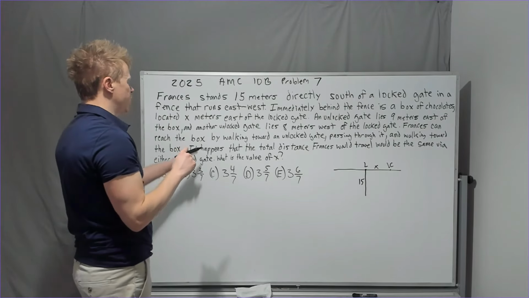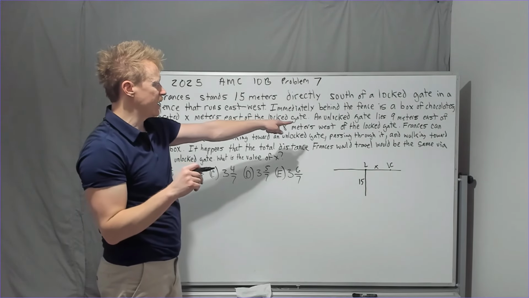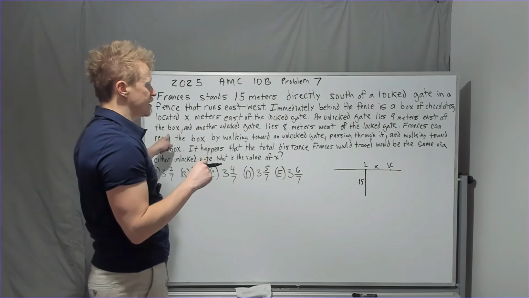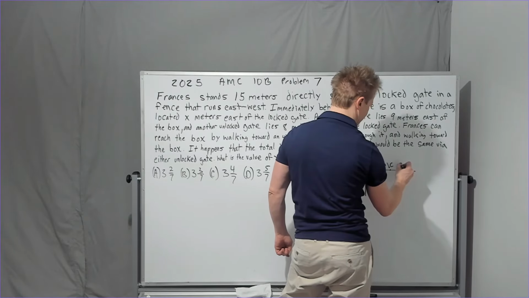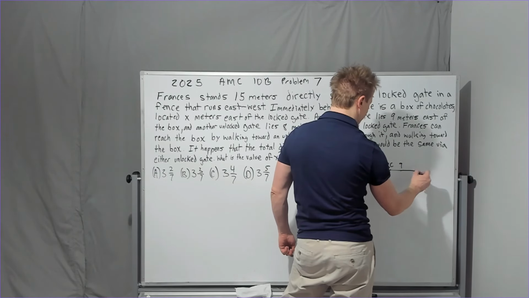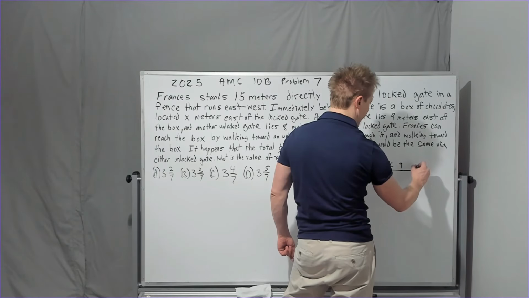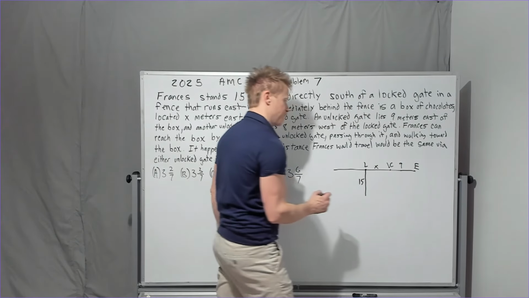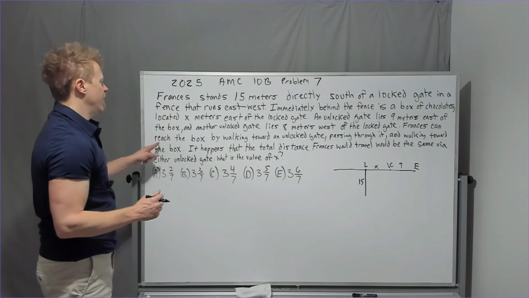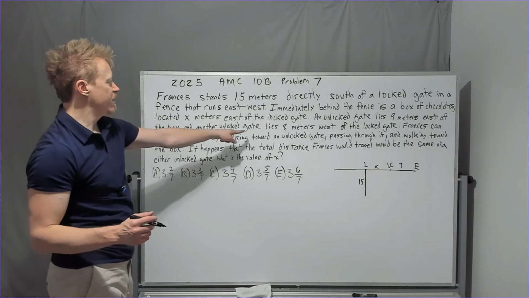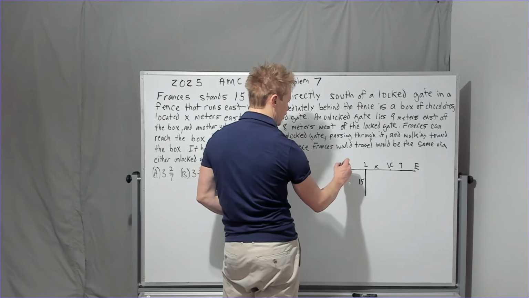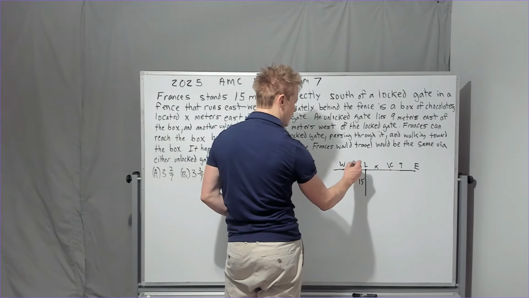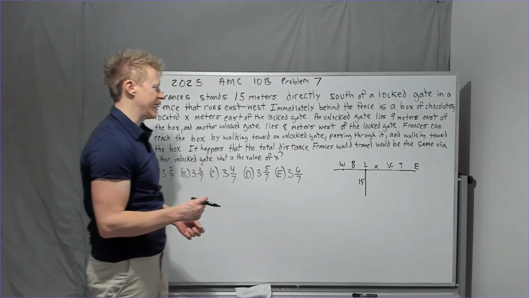Okay, so then from here, an unlocked gate lies 9 meters east of the box. So we'll continue over here and you'll say 9 and you'll go over here and this will be the unlocked gate, east. And another unlocked gate lies 8 meters west of the locked gate. So you'll go here, that will be west, W, and 8.